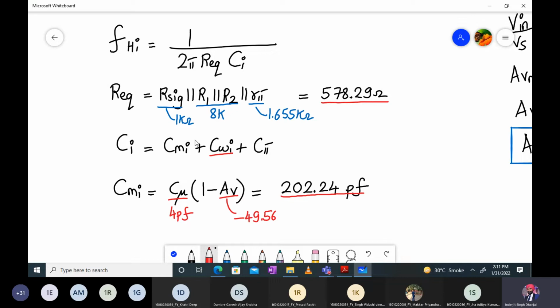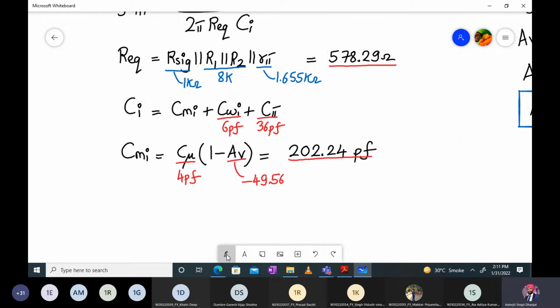CWI value is given to us. I guess CWI is 6 picofarad. And C pi value is 36 picofarad given to us. So now please calculate CI. Calculate the CI value. You should get close to 244.24 picofarad. Please confirm the numbers. If you are getting anything different than this, please let me know immediately.